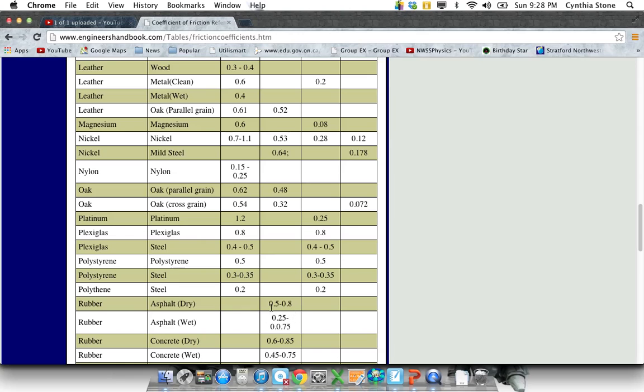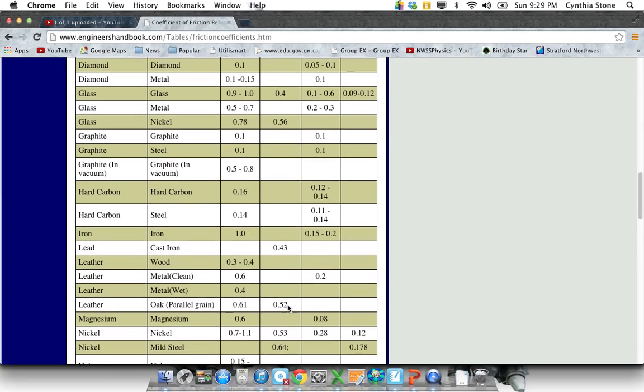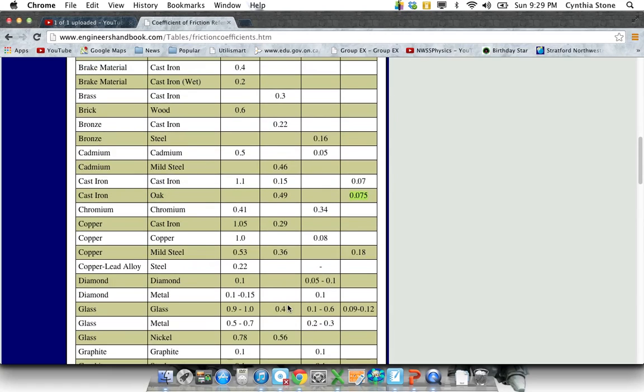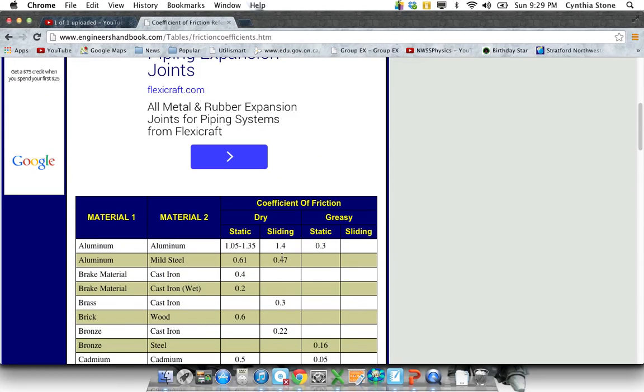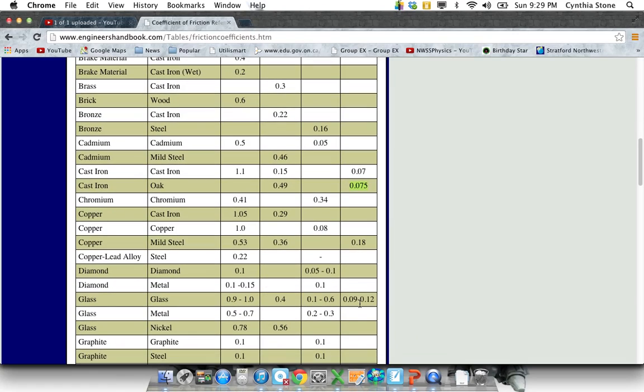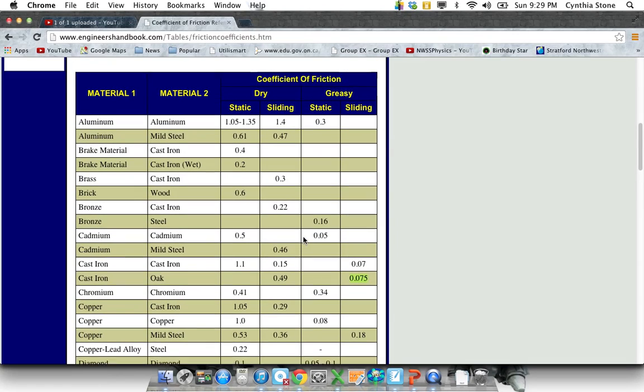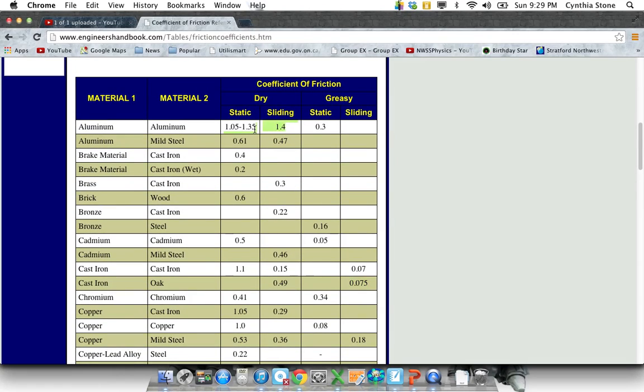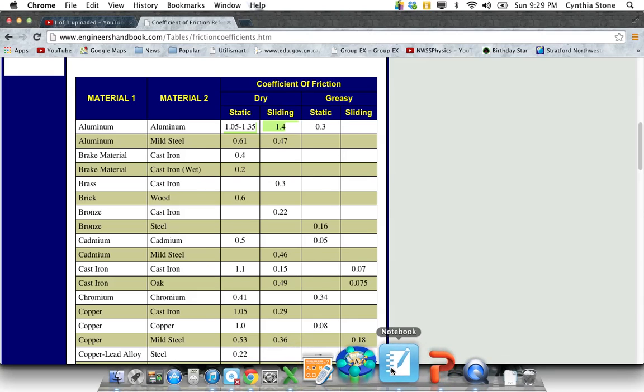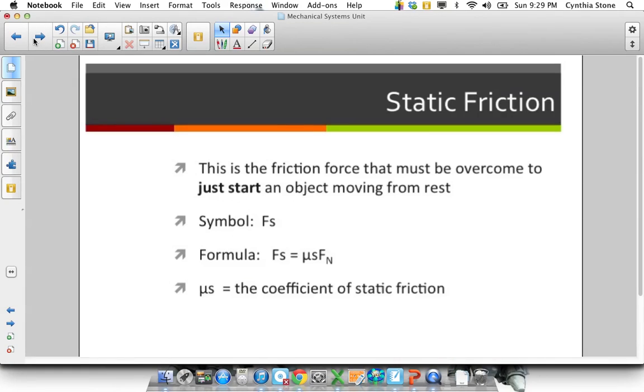Even concrete and rubber might be on here. Rubber on asphalt is between 0.5 and 0.8, right? Yet aluminum on aluminum is 1.4. Anyway, we'll make that a little goal, a little bonus to see if someone can show me aluminum on aluminum. I've got all the equipment. Anyway, going back to our note, so that's the coefficient of friction, and we'll talk more about that in the next video.